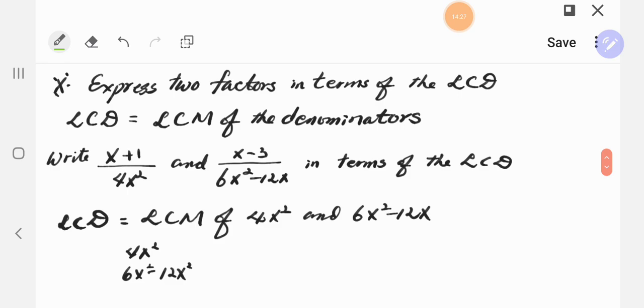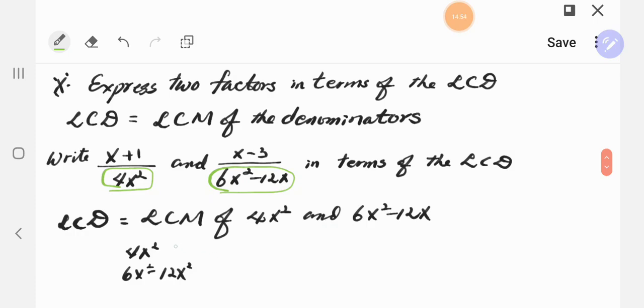So if we write these two expressions, two fractions, in terms of the LCD, so we have two expressions here and here. So let's rewrite the denominator. In terms of the LCD means rewrite the denominator with the LCM. That's what we're gonna do. So the LCD is the LCM of these two denominators.